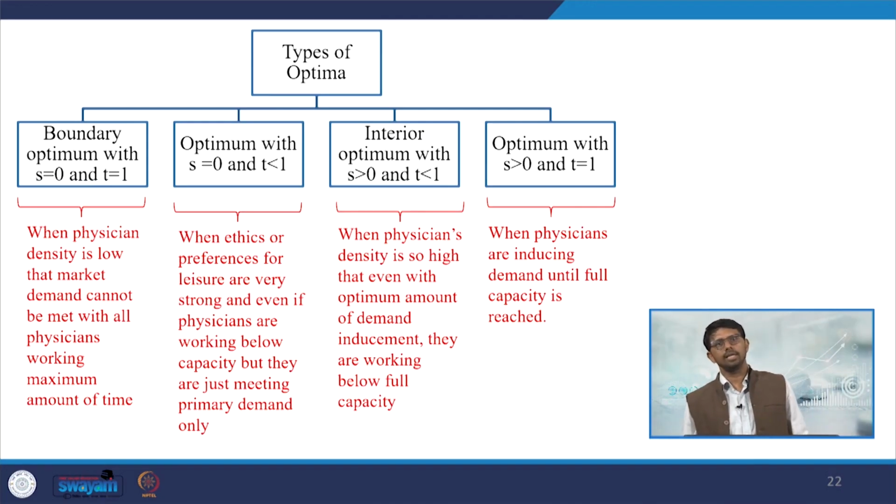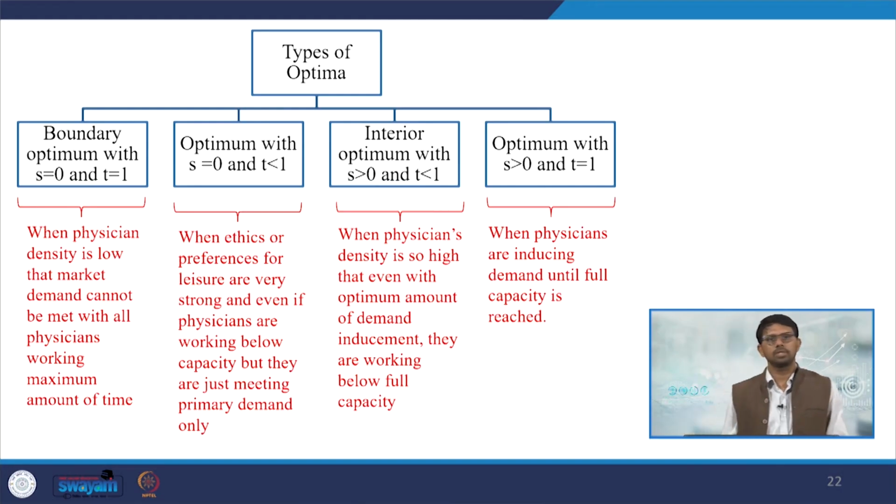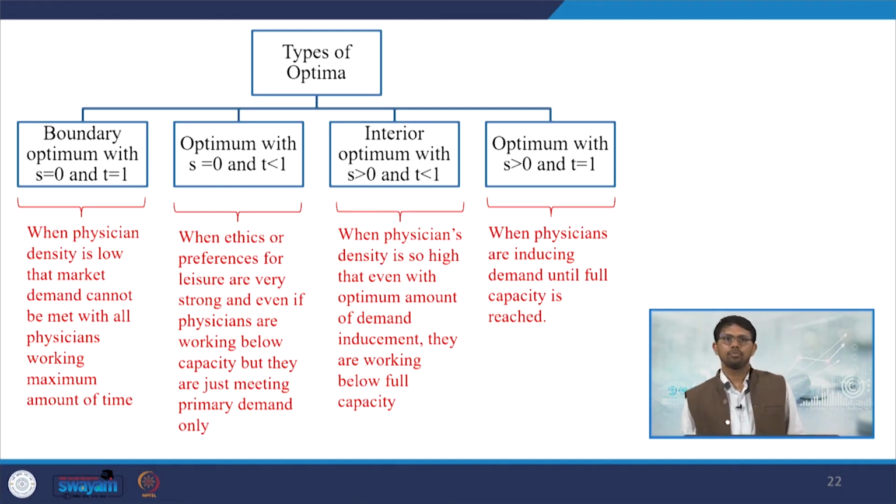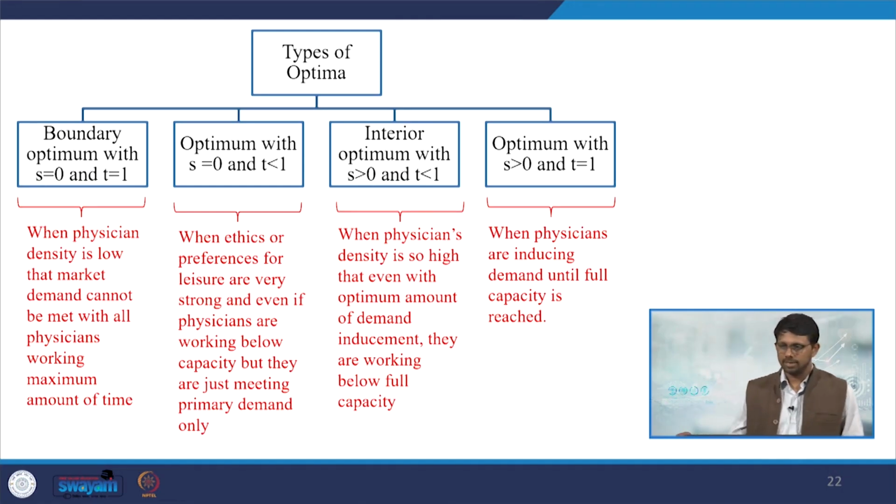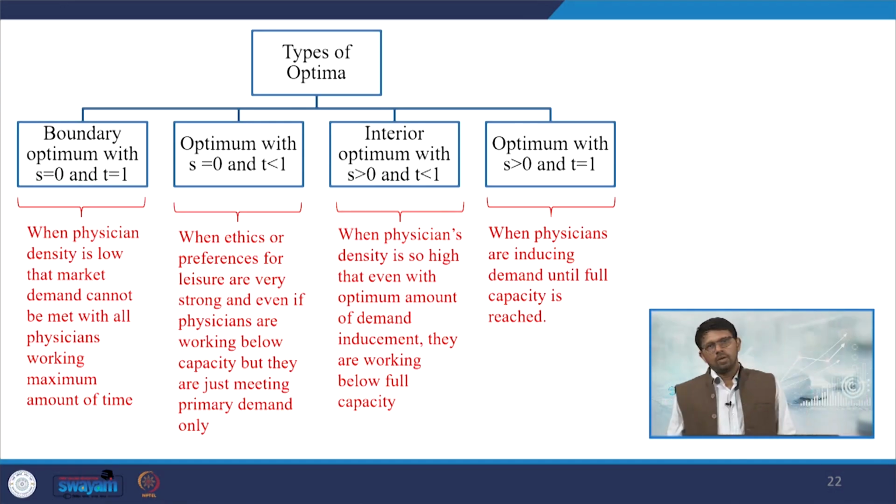In the third case, an interior optimum occurs because the supply induced demand is positive, that means professional ethics is not there or is weak. When physician density is so high that even with the optimum amount of demand induced, they are working below full capacity, because their T is less than 1.